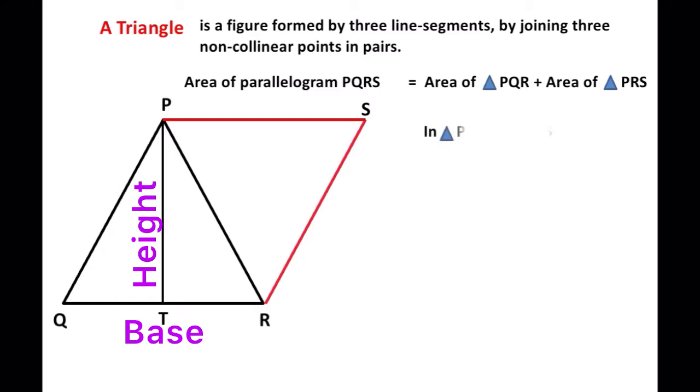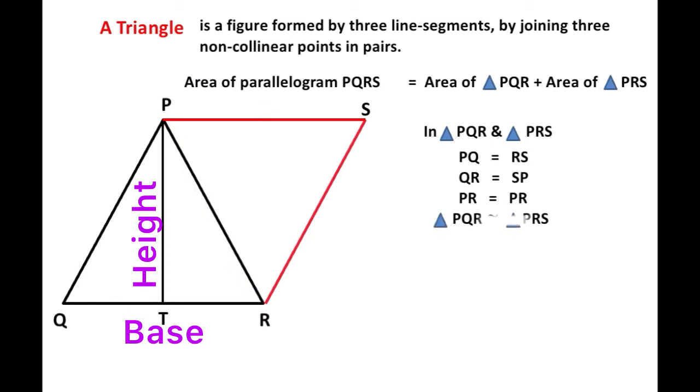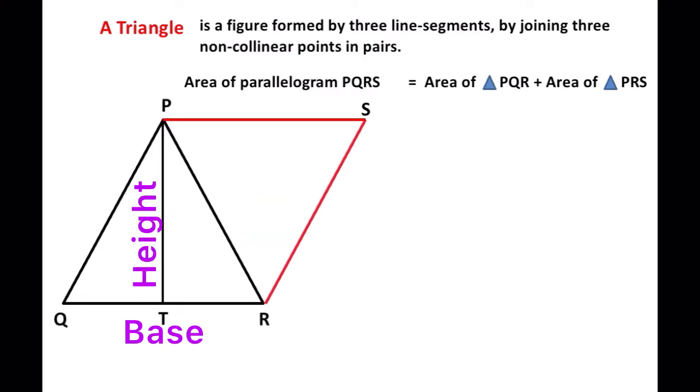In triangle PQR and triangle PRS, PQ is equal to RS, QR is equal to SP, and PR is equal to PR. Hence, triangle PQR is congruent to triangle PRS. That means triangle PQR and triangle PRS are of the same shape and size. Hence, the area of triangle PQR would be equal to the area of triangle PRS.